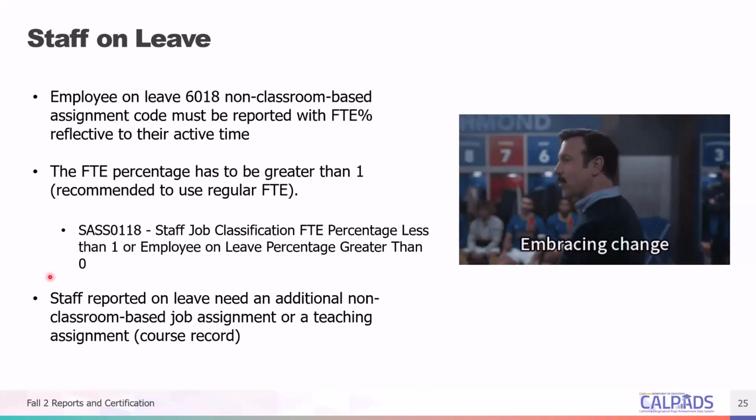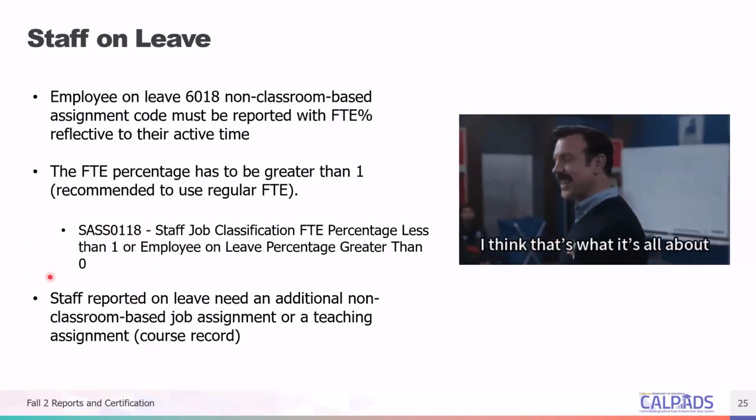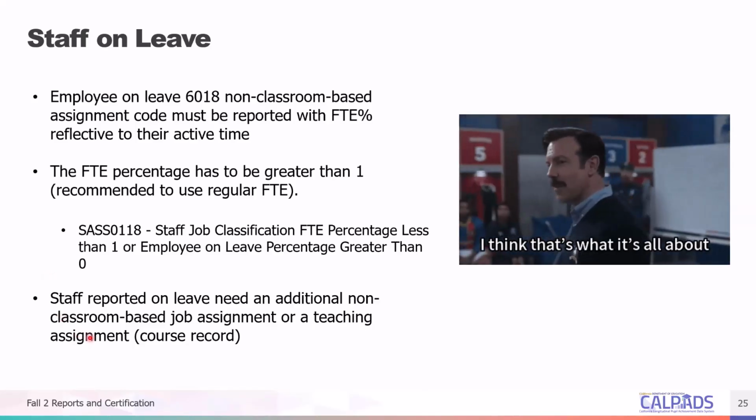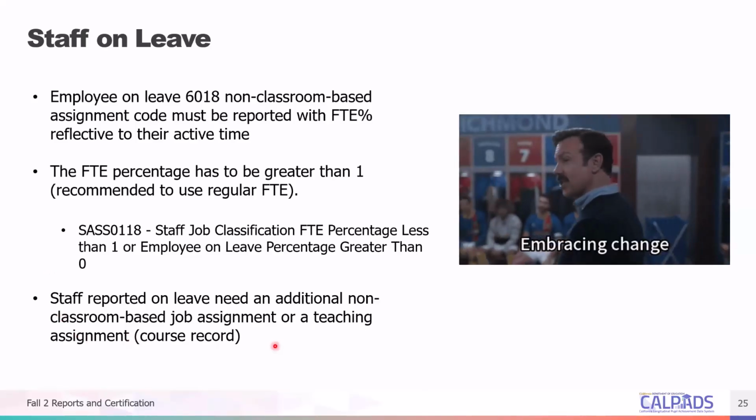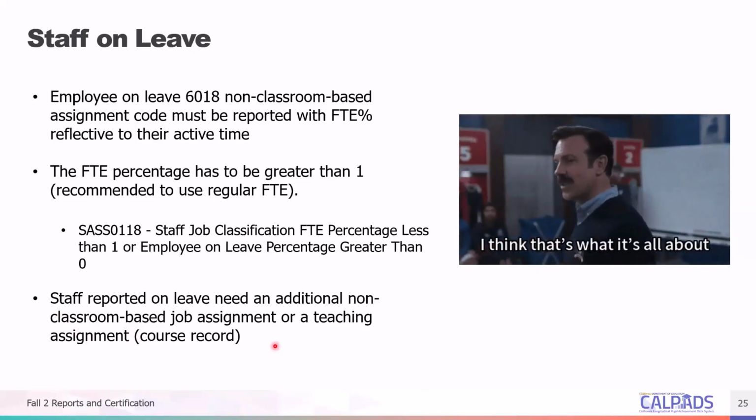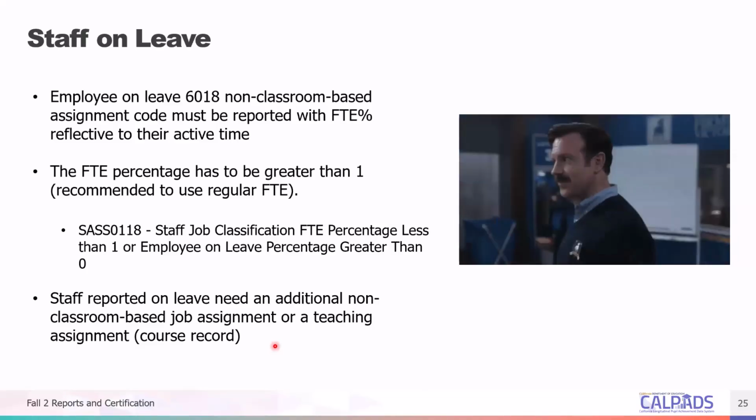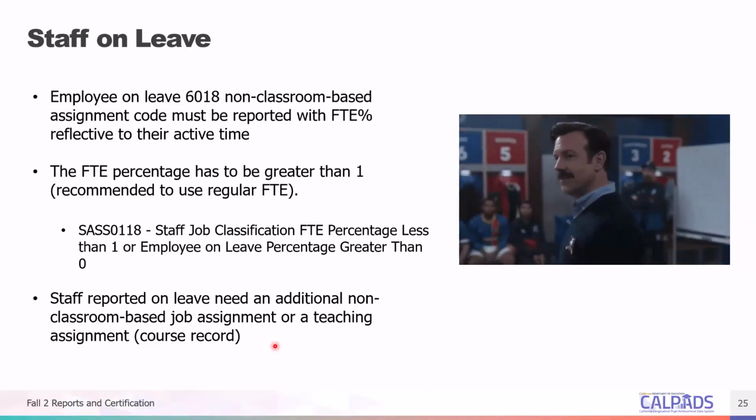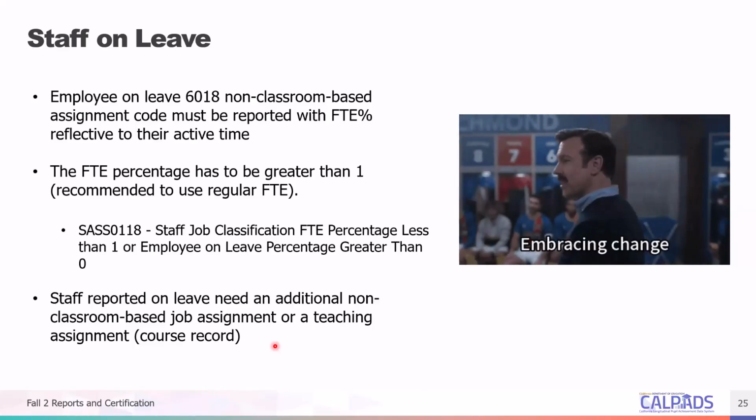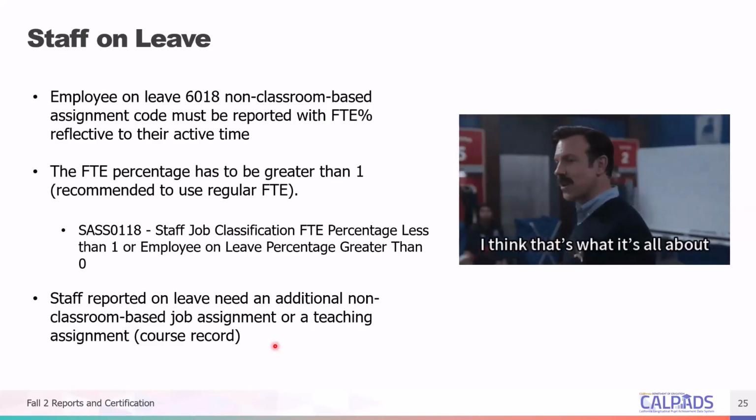And then, of course, staff reported as being on leave must also have a corresponding teaching assignment if they are the teacher of record. So if you have your teacher of record who are on leave, you should still assign their seat to the class that they are contractually obligated to be teaching.